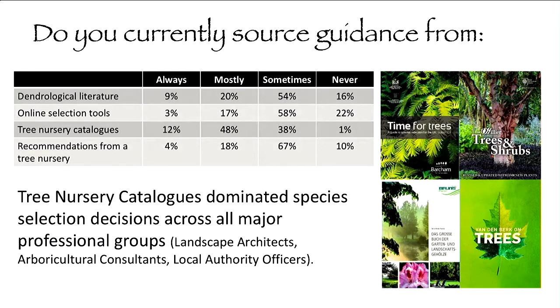So that was a year or so ago now, and I just wanted to pick out some of the key information. There are 3 or 4 major sources of guidance: the dendrological literature, online selection tools, tree nursery catalogues, and then obviously recommendations from tree nurseries. And overwhelmingly across the major groups, the nursery catalogues dominated tree species selection.